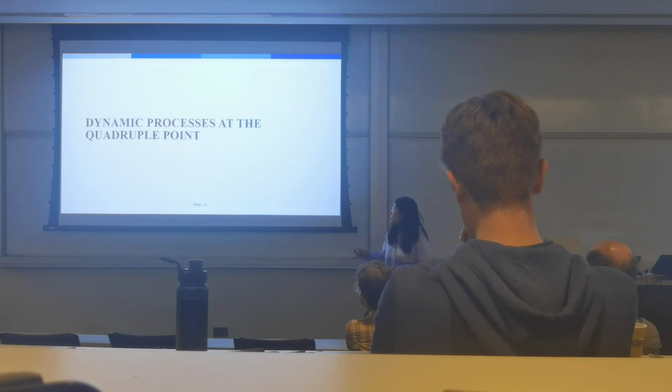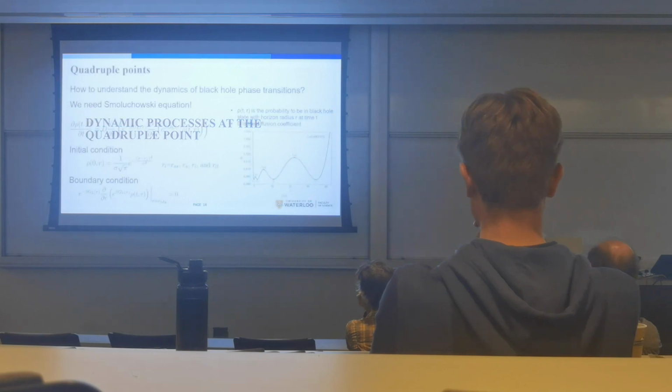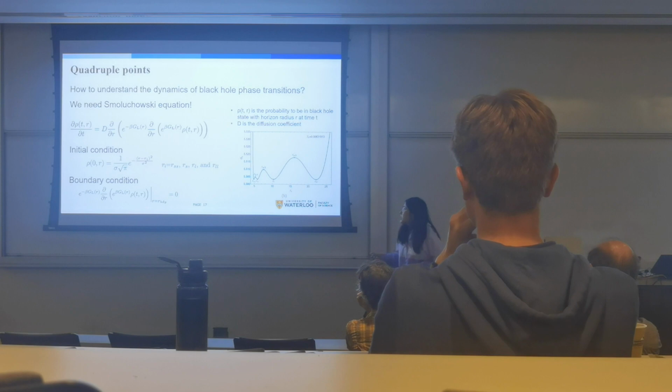And so we can talk about the dynamic processes at the quadruple point. After introducing the optional free field energy, to understand the dynamics of the black hole phase transitions, we need to use the Smoluchowski equation, which is essentially the diffusion equation under some given potential.